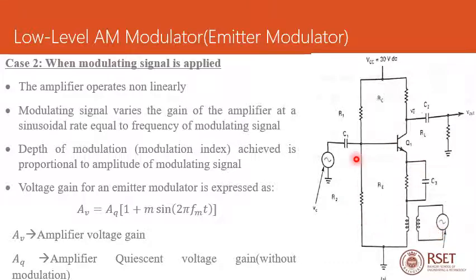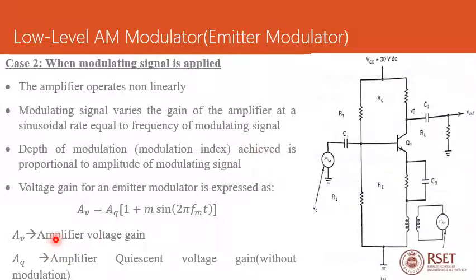So in the circuit, in the low level AM modulator, the depth of modulation or the modulation index achieved is proportional to the amplitude of the modulating signal, and the voltage gain of this emitter modulator is expressed as AV is equal to AQ into 1 plus M into sine 2 pi FM into T, where AV is the amplifier voltage gain and AQ represents the amplifier quiescent voltage gain, that is without modulation.